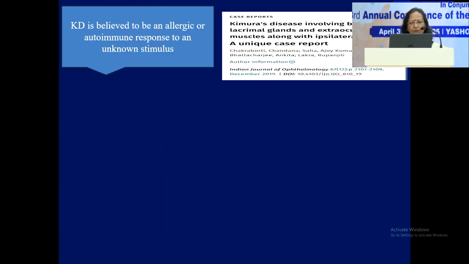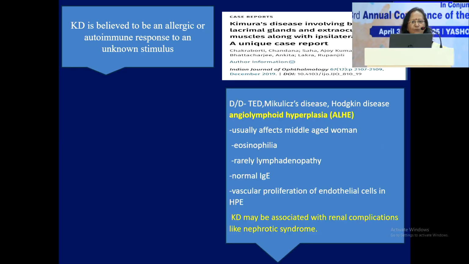So this was the follow-up at 2 months. This was the case which we reported in IJO also. KD is believed to be an allergic or autoimmune response to an unknown stimulus. The differential diagnosis, as you told, is that it could be a case of TED, it could be Mikulicz disease or a Hodgkin's disease also.